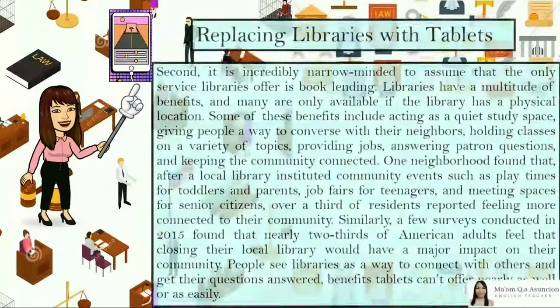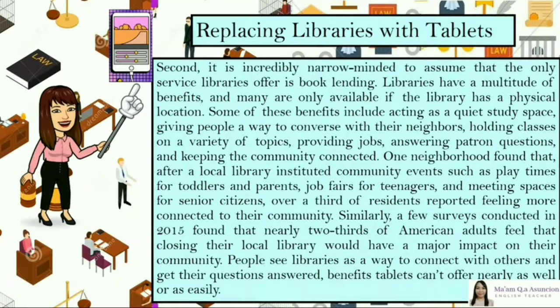Second, it is incredibly narrow-minded to assume that the only service libraries offer is book lending. Libraries have a multitude of benefits, and many are only available if the library has a physical location. Some of these benefits include acting as a quiet study space, giving people a way to converse with their neighbors, holding classes on a variety of topics, providing jobs, answering patron questions, and keeping the community connected.